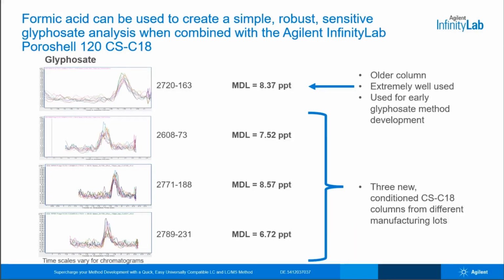You can see the robustness and sensitivity of that glyphosate method here. The minimum detectable limit, or MDL, for glyphosate is calculated on 4 different lots of column material and is consistently under 10 ppt, thanks in part to that simple formic acid mobile phase. This method is proven to be reproducible and consistent on both older and brand new CS C18 columns.